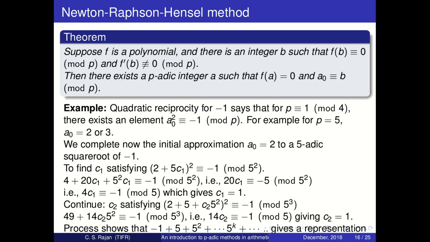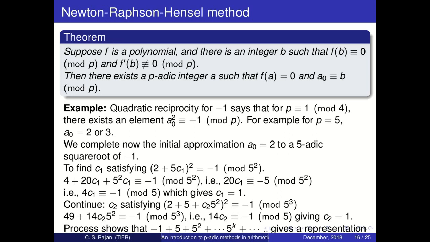That's part of the Newton-Raphson method, right? The derivative should be non-zero in order to do the iteration process. Then there exists a p-adic integer which is a zero for this equation f(a), and the zero a is congruent to b mod p. The zero part of this p-adic integer is congruent to b. So it is this solution. This is called Hensel's lemma or Hensel's method.